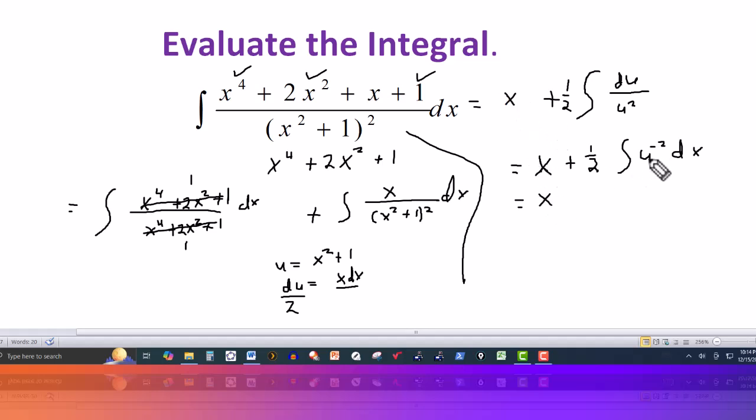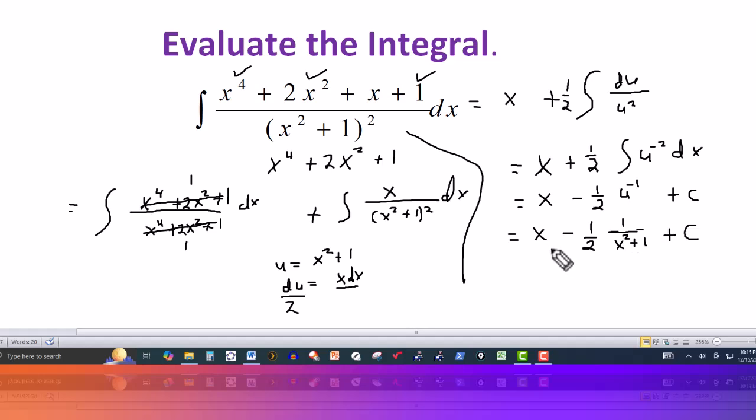The first one's already done. So we add 1 to negative 2, we get negative 1, divide the coefficient by that, that'll be a minus 1/2 here. Get u to the negative 1. And then I pretty much completed the integration, so I add my constant of integration here. So now I can write x minus, and then u to the negative 1. Remember, u is, for this one, x squared plus 1. The negative 1 will take that to the denominator, so this will be a minus 1/2 here. And I can write this as 1 over u, but u is x squared plus 1.